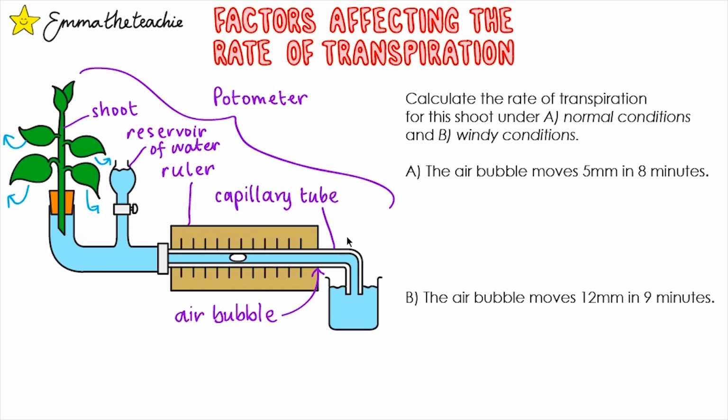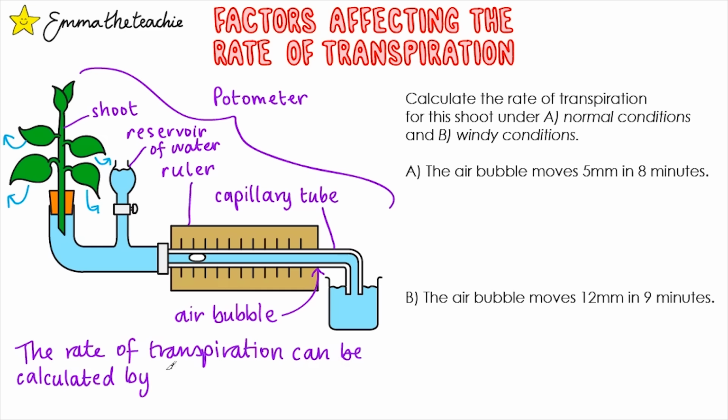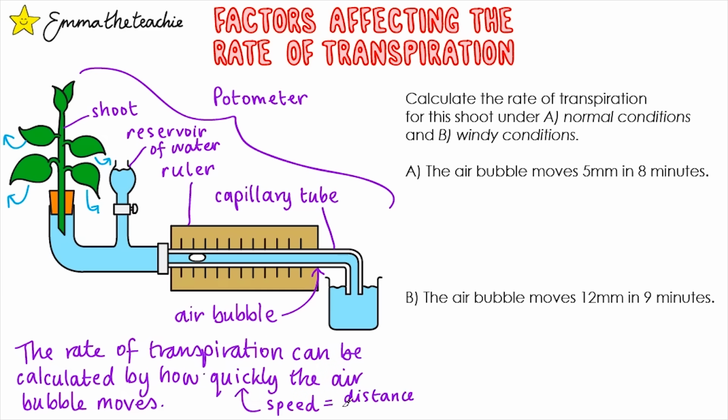As transpiration occurs, water is drawn up and this pulls the air bubble along with it. The rate of transpiration can then be calculated by how quickly the air bubble moves. When we say quickly, we mean the speed, which is calculated with distance divided by time. Okay, now we've understood how to use the apparatus, let's try these questions.